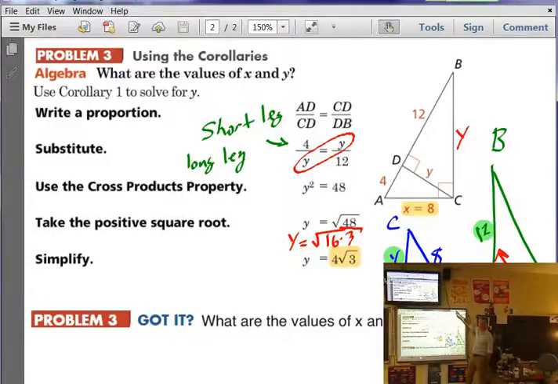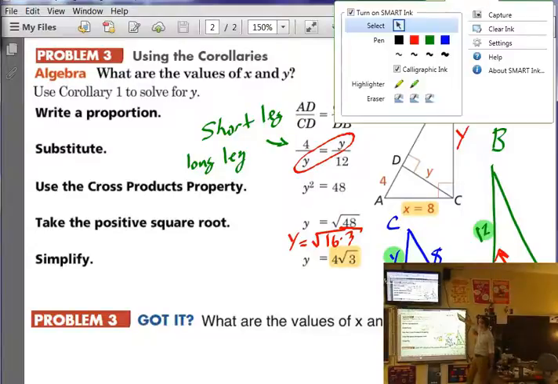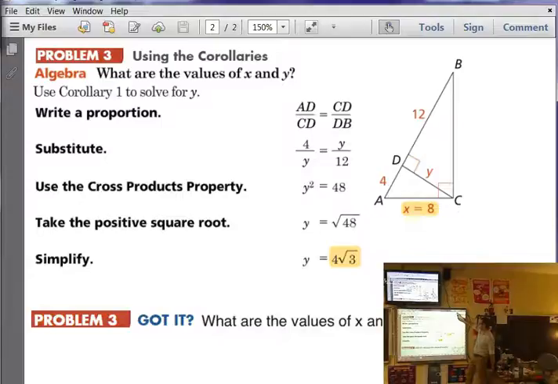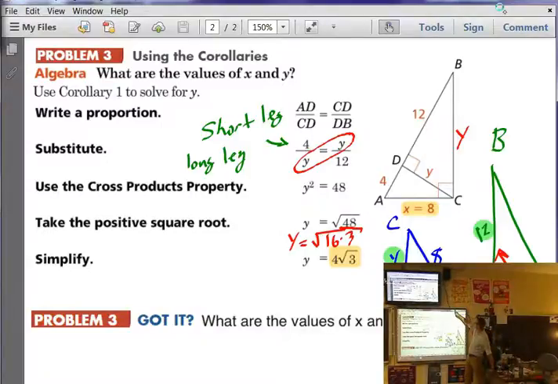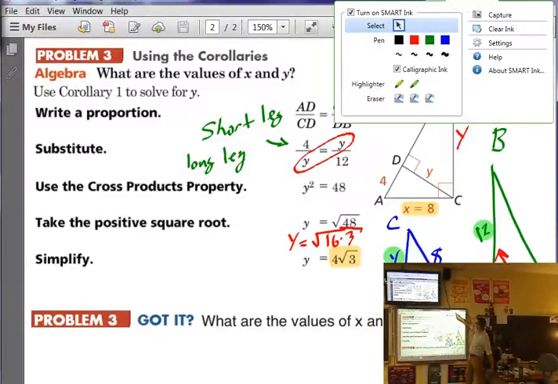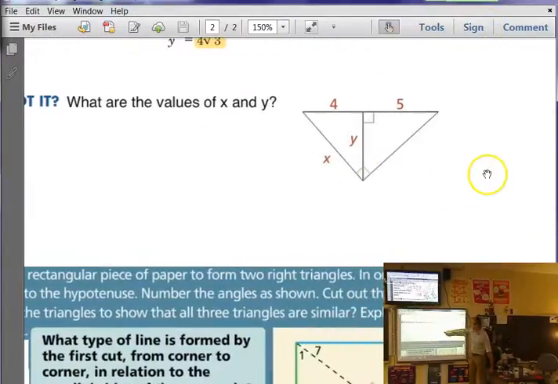Can we move on and do the next one? Because the next one is where it really gets nitty gritty. There's a couple things that I drew that weren't on there. So we need to solve for x and y.